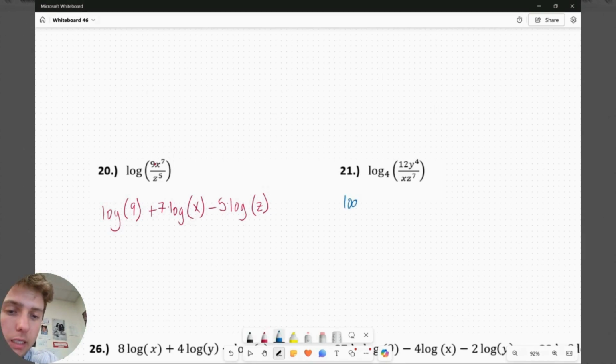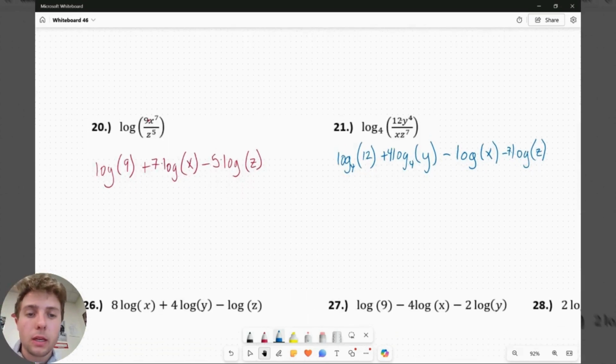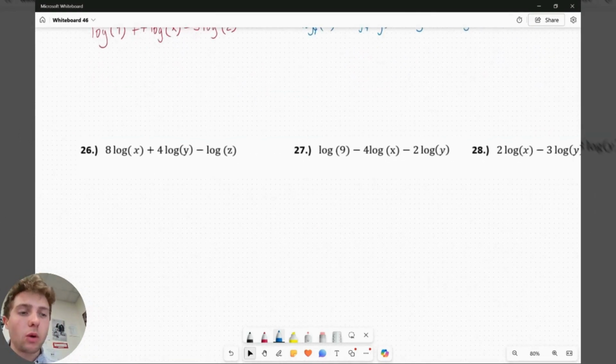21, make sure the base of 4 is in each of the logs, separate it at anywhere they multiply. Anything on top, again, make sure it is a plus. So in this case, we would end up getting something like this. There you go.